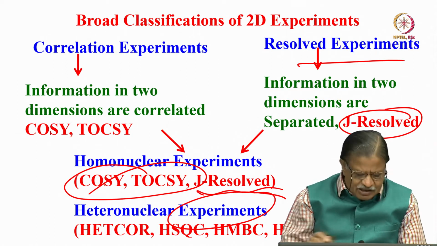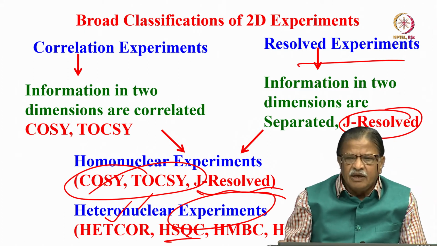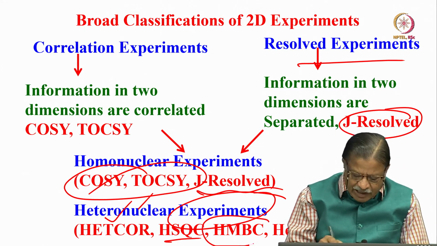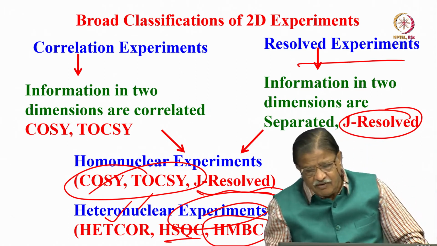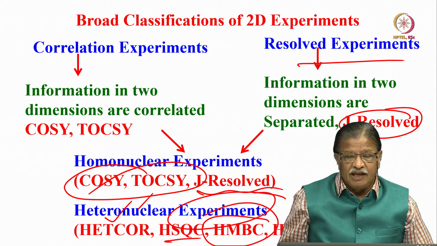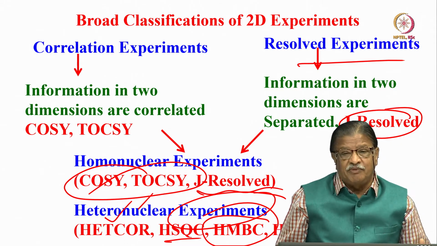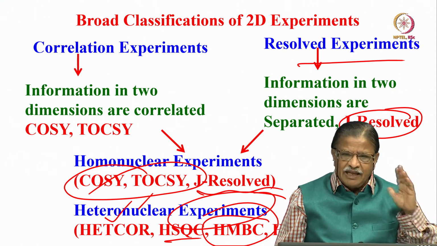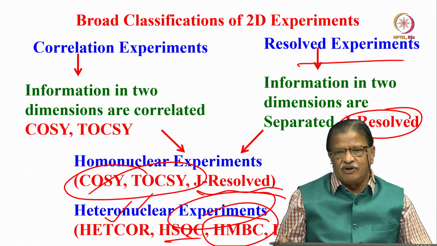Heteronuclear experiments are heteronuclear correlation, HSQC, heteronuclear single quantum correlation experiment, heteronuclear multiple bond correlation, and also heteronuclear J resolved we can have. Varieties of experiments. Remind you, this is only the tip of an iceberg. If you go to the literature of NMR, several hundreds of such experiments have been designed by various stalwarts, various experts in NMR. They have designed varieties of experiments which benefit all of us.